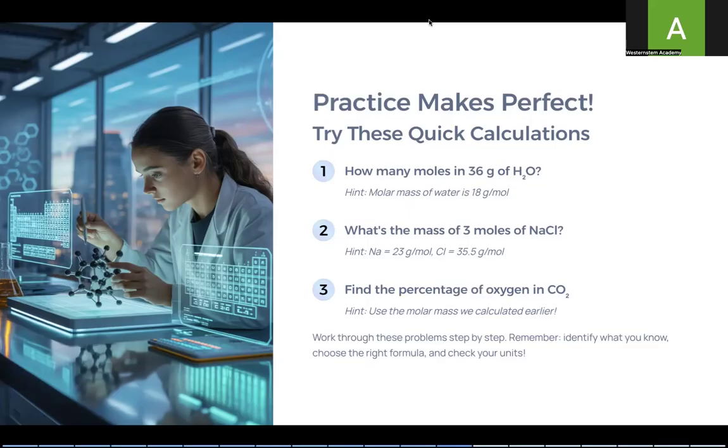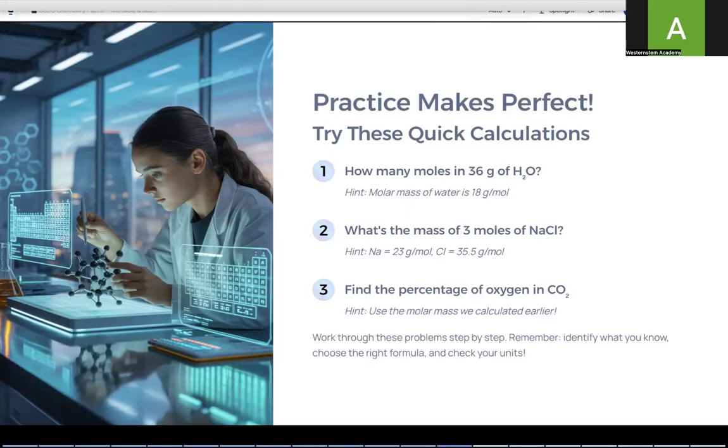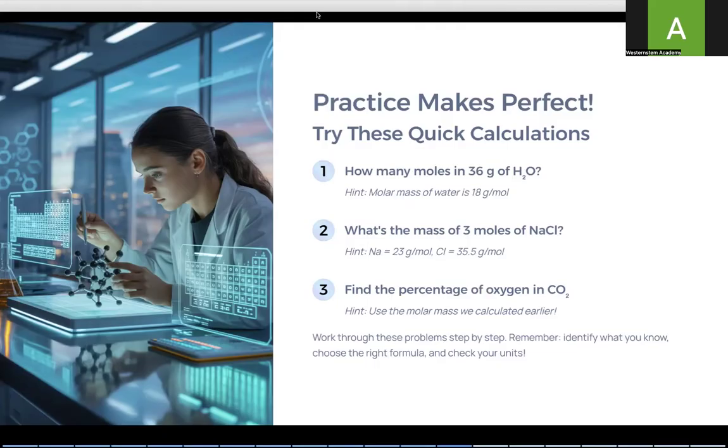How many moles? Remember the calculation. Number of moles is equal to mass over molar mass, or mass divided by molar mass. So the mass is 36 grams divided by the molar mass, which is 18 grams per mole. So what is 36 grams divided by 18 grams per mole? Comment your answer and let me know.